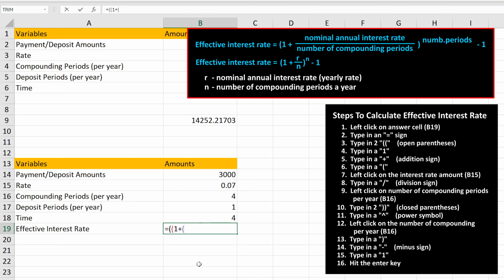Next, following the formula, we left-click on the rate, cell B15. Then we type in a division sign, and then we left-click on the number of compounding periods per year, cell B16. From here, we type in 2 closed parentheses, followed by the to a power symbol, a caret sign, again Shift-6 on the keyboard. Now we left-click on the number of compounding periods, cell B16, and then we type in a closed parentheses, then a minus sign, and then the number 1.